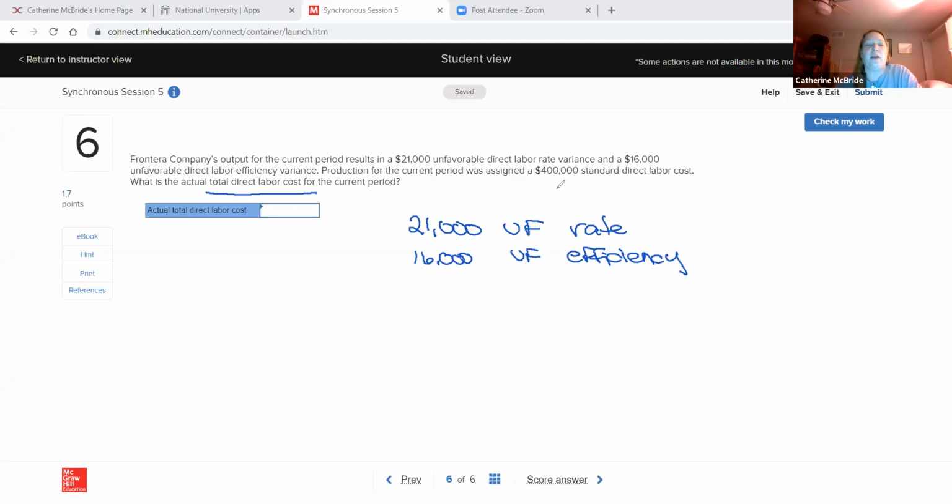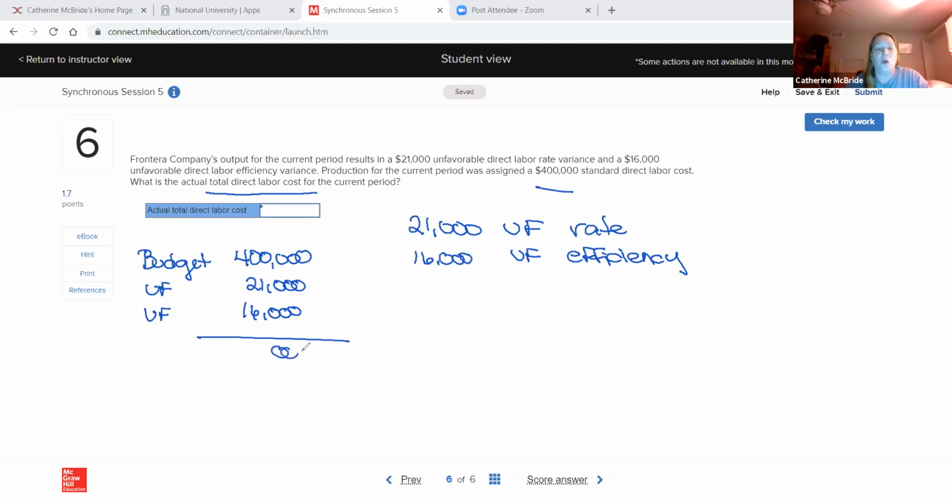Production for the current period was assigned $400,000 for the standard cost. So our budget was $400,000. We went over budget by $21,000 because we paid too much, and we went over budget by $16,000 because we used too much. So our total cost is actually $437,000. Does that make sense? Yes.